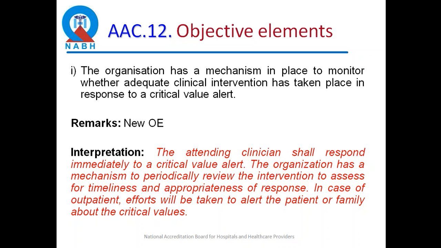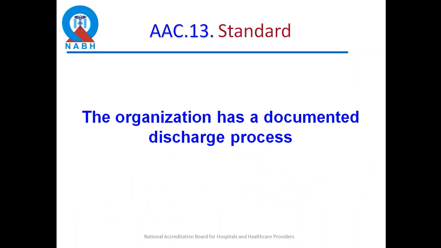In case of OPD, efforts will be taken to alert the patient or family about the critical values. We know it is very difficult. We are not expected to take responsibility, but I think under NABL, there is a requirement to alert the patient and family about the critical values. So if you are able to send an SMS to the treating doctor or to the patient, or call them and say that this report has come out very high, you are advised to go to the nearest emergency, the hospital would have met its responsibility.